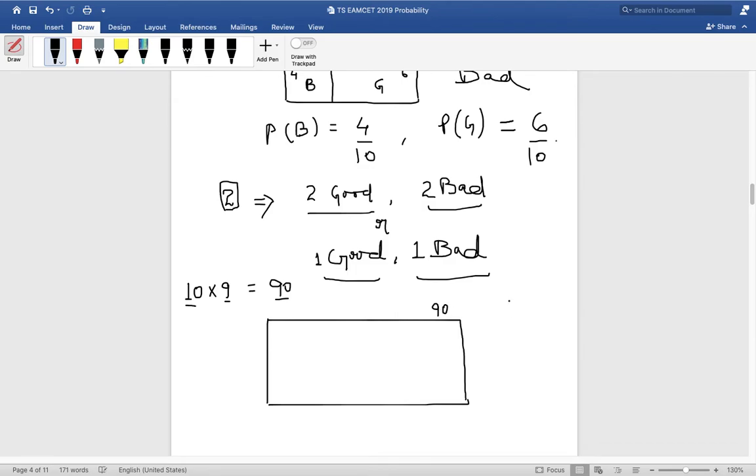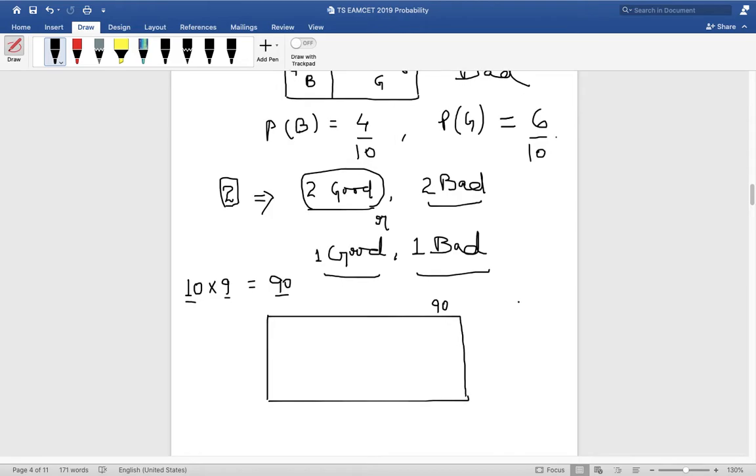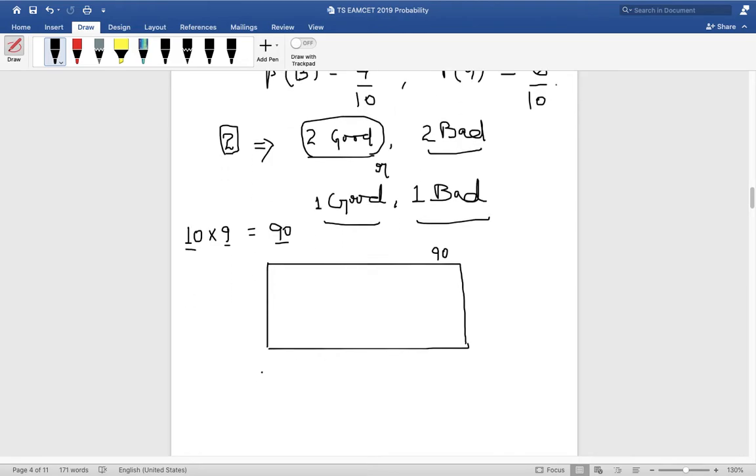Now say I'm trying to calculate the probability of both being good. What will be the probability of both being good? The first one will have to be good, so I can choose it in 6 ways. There are 6 good mangoes. I have taken one good mango out. How many good mangoes are left? 5. So I can choose one in 5 more ways. So over here, both good, 2 good mangoes, I will have 30 ways of doing that.